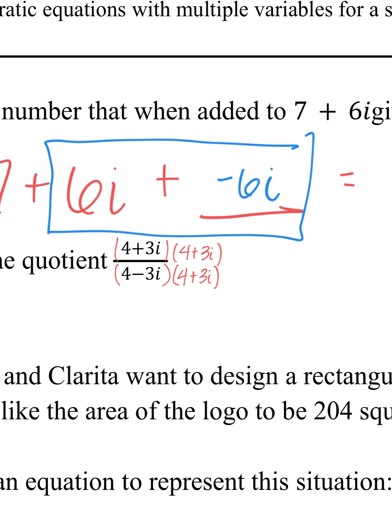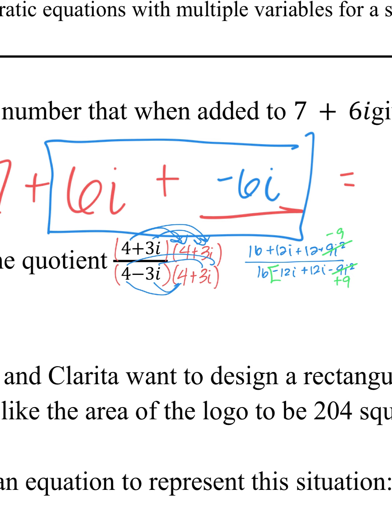And then we just multiply the top. So we go 4 times 4 is 16. And then we go 4 times 3i is 12i. And another 12i for 3i times 4. And 3i times 3i would be 9i squared. And then in the denominator, we've got 4 times 4 is 16. And then we've got minus 12i and plus 12i and minus 9i squared. Again, i squared is negative 1. So what that does is makes this a minus 9 and this a plus 9.